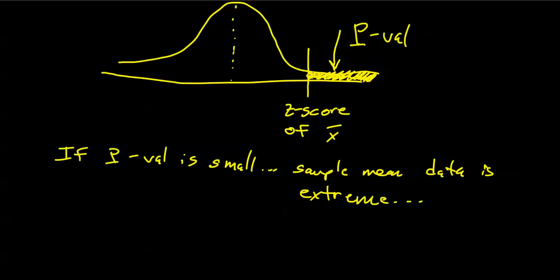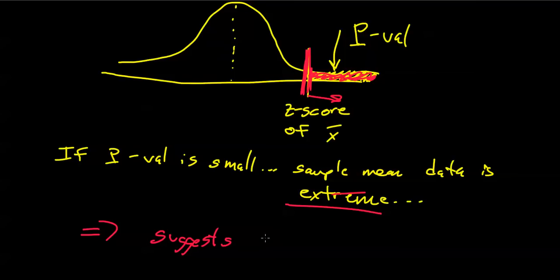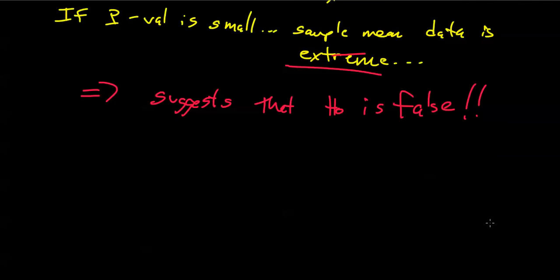I think you can buy this. If this tail area is small, and that is the p-value, it's that tail area, that means this score is pushed off into extreme ranges. And if your sample mean data is extreme, that implies that something is wrong with the assumption that H0 is true. So let me write that down. I'll say this suggests that H0 may be false. So that's why small p-values suggest H0 is false.